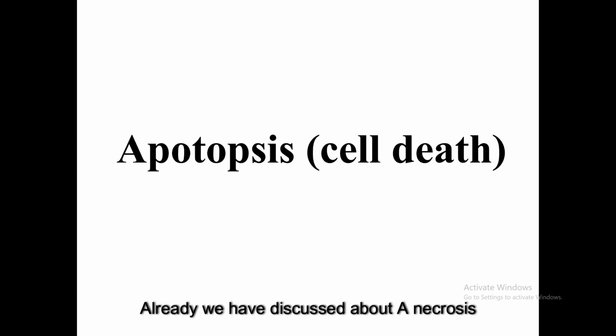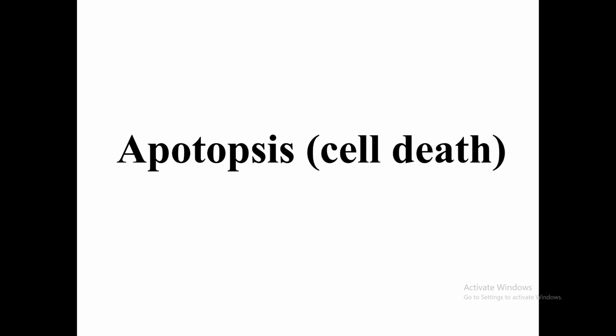We have already discussed necrosis, which is the uncontrolled death of cells, and today we'll discuss a different pathway, apoptosis, which is the programmed death of cells. We know that apoptosis is a biological process which occurs in all organisms, including plants and animals, and it removes cells from the organism that should no longer be part of the organism.